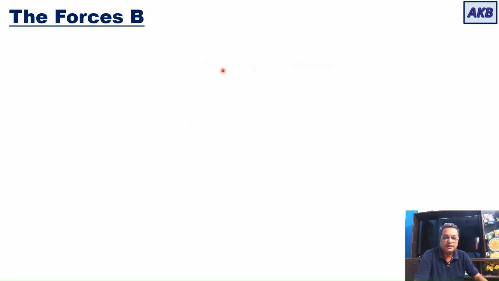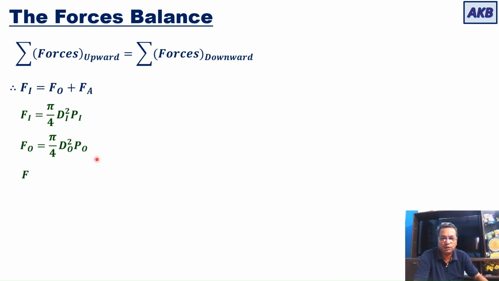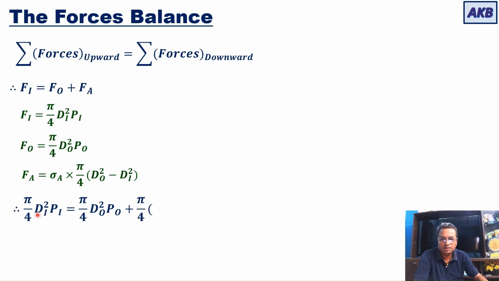Okay. And again, continuing with force balance. Force balance is summation of forces acting in upward direction is equal to summation of forces in downward direction. And that is Fi is equal to Fo plus Fa as per our understanding. Fi is pi by 4 di square into pi, Fo is given as pi by 4 dO square into Po, Fa is given as sigma A into pi by 4 dO square minus di square. And if you use the equations, you have pi by 4 di square into pi is equal to pi by 4 dO square into Po plus pi by 4 dO square minus di square into sigma A.